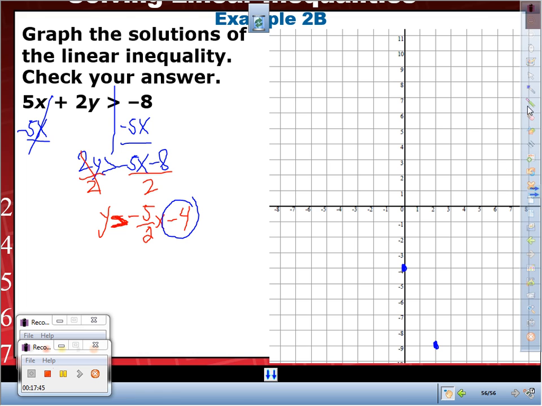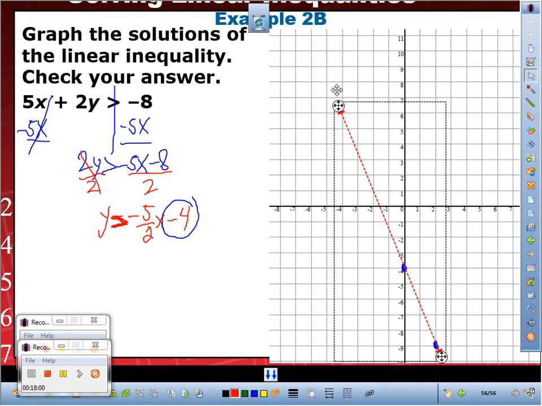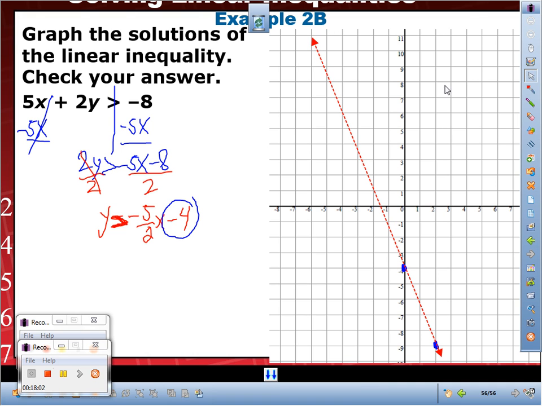However, look at the inequality symbol. What kind of line will it be? A dotted line. It's not a solid line, a dotted line. So therefore our line should look something like this. Make sure you stretch it all the way. Wait, because it's not equal to or greater than? Because it's not equal to, right.